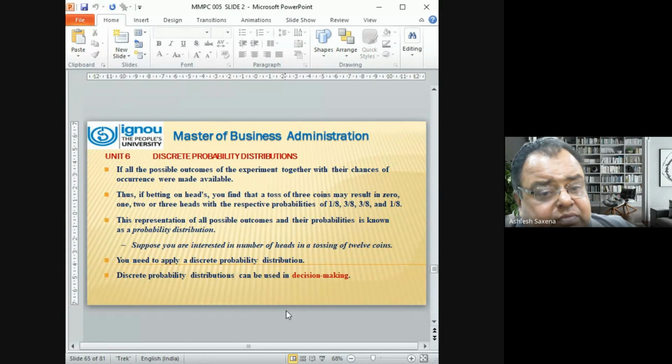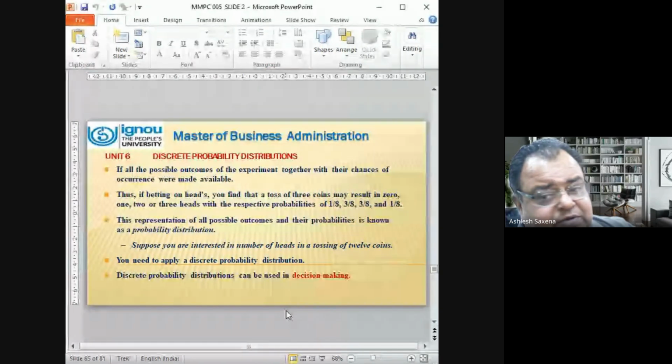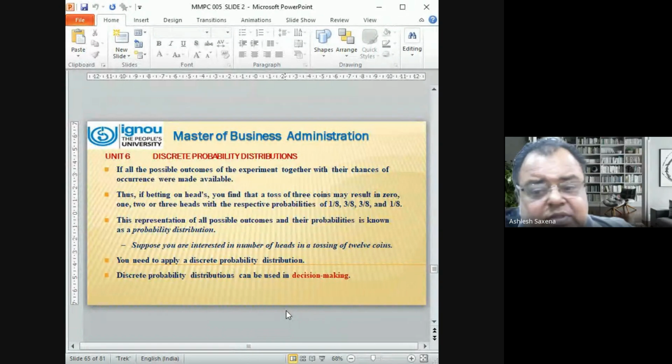When you are tossing three coins and you are talking about heads, either no head will be there, one head, two heads, or three heads. For two heads it will be 3/8, and for three heads it will be 1/8. How did this come? This representation of all possible outcomes and their probability is known as a probability distribution. We'll discuss what this discrete probability distribution is.